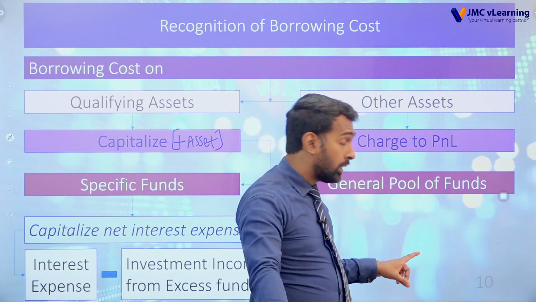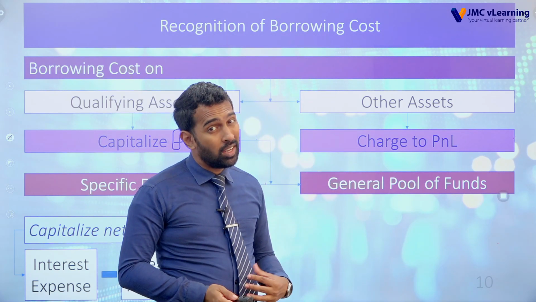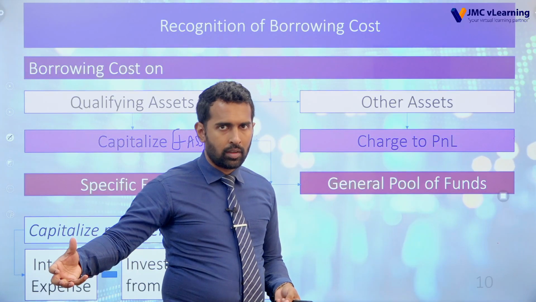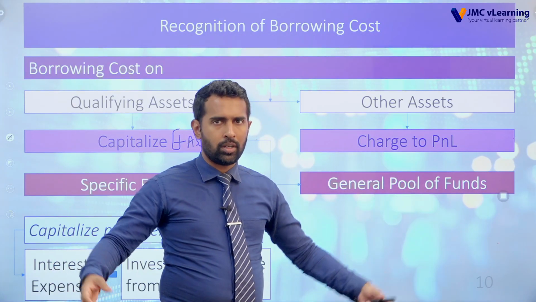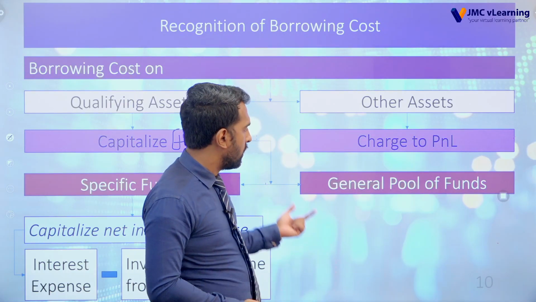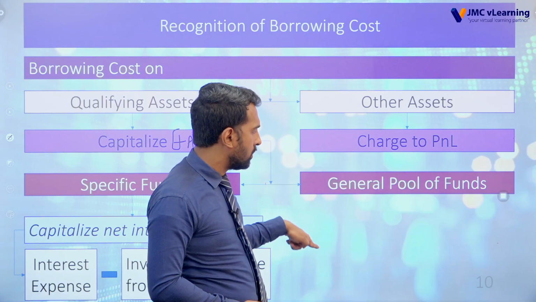Now, in that case, you can't be deducting any interest income. You can't say that, because the 500 you took is not an excess. The interest income came from the excess of the 2000. So you can't net it off. Right? So, in a general pool of funds, you are going to capitalize the gross interest.